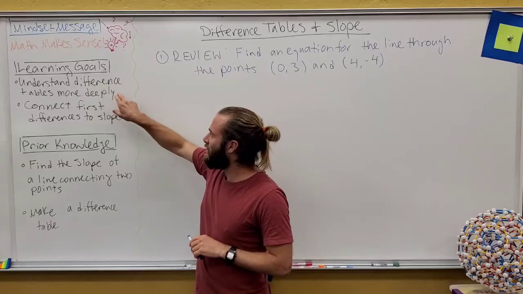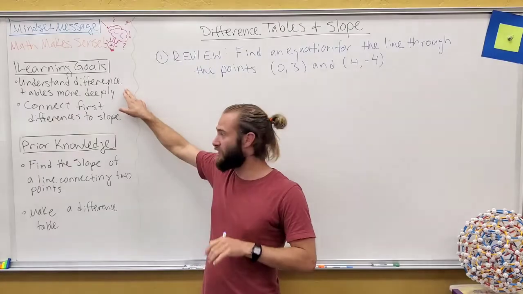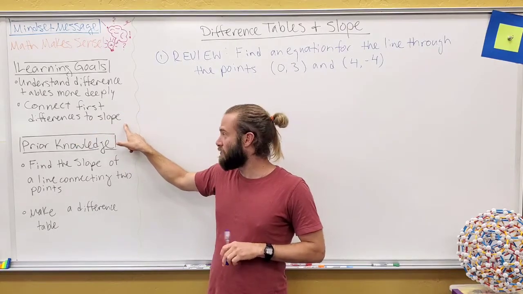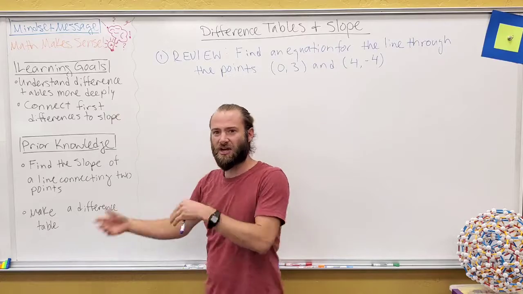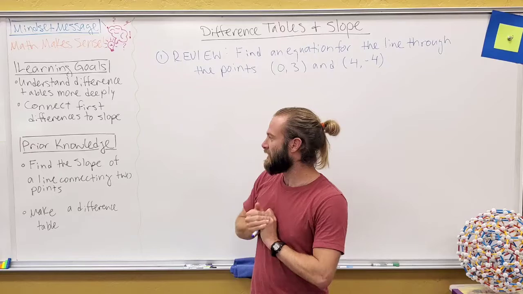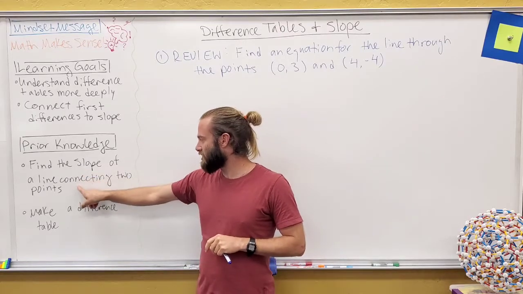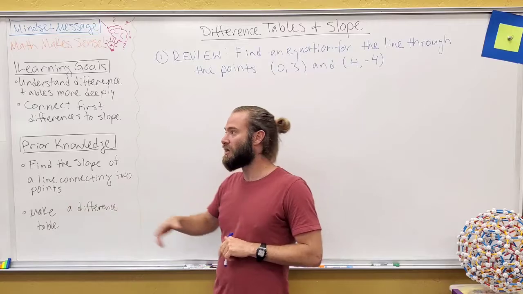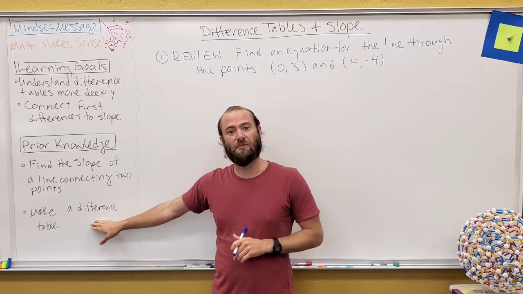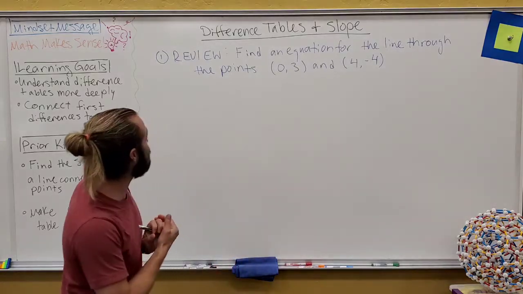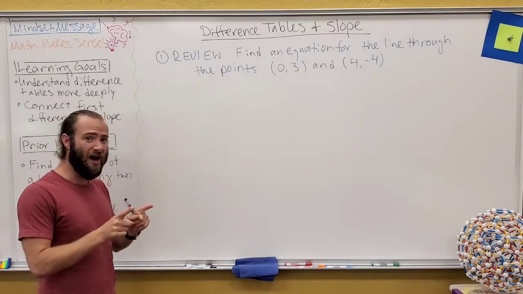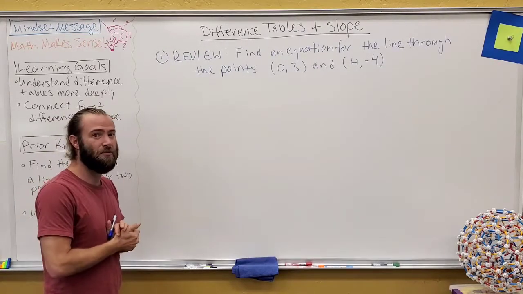Today's learning goals are to understand difference tables a little bit more deeply, and to connect the differences to slope even more. And we say first differences because we're going to actually talk later about patterns where you may take further differences in a difference table. Your prior knowledge today mostly is finding the slope of a line connecting 2 points, and we'll also review finding equations of lines, and then also just how to make a difference table, of course. So let's dive into a review problem. This is one where I would ask you to pause and do this one yourself first before we move on.